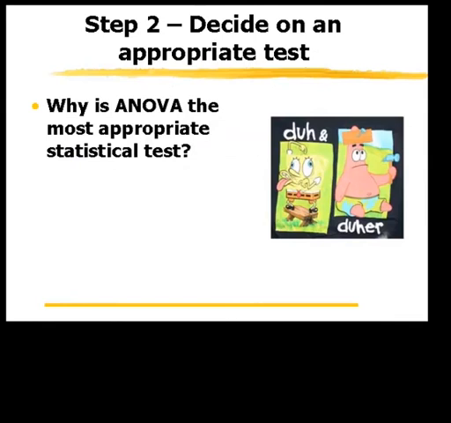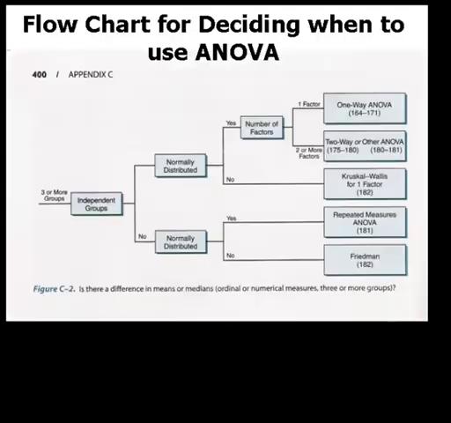So that is the hypothesis. The next thing that you need to do, step 2 in the hypothesis testing process, is to decide on an appropriate test. In this instance, why is ANOVA an appropriate statistical test? Let's go to the flow chart, figure C2 in your textbook. It's appendix C on page 400. Well, we're comparing differences between means, so why is analysis of variance appropriate versus looking at t-tests?